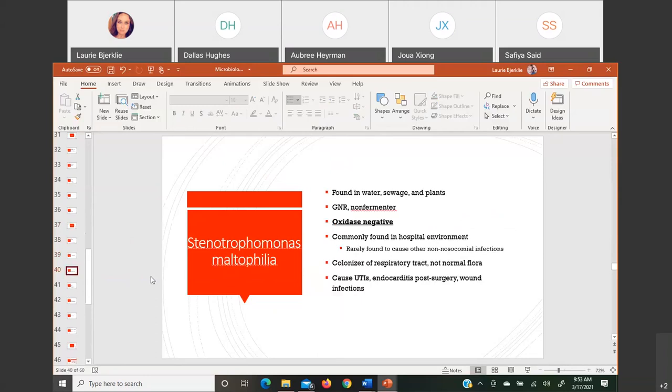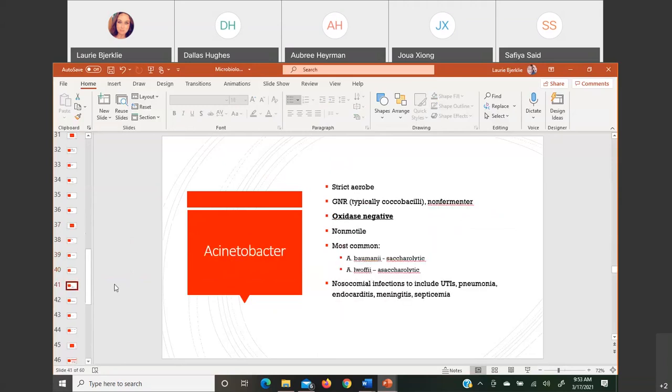Stenotrophomonas maltophilia is a non-fermenter gram-negative, but this one is oxidase negative. Typically, we're linking this with nosocomial, hospital environment type infections. Acinetobacter, that's a tough one for me. Gram-negative, oxidase negative, non-fermenter, again, also nosocomial infection. Pretty much nothing else we see it with.